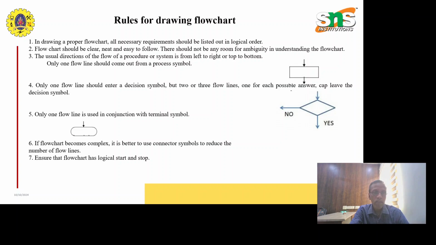Only one flow line is used in conjunction with the terminal symbol. This is the example, another type of example. Here only one flow line should come out from the process symbol. This is an example.